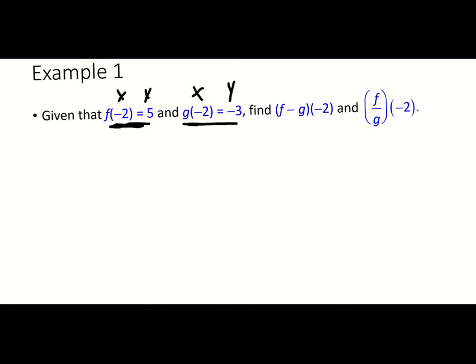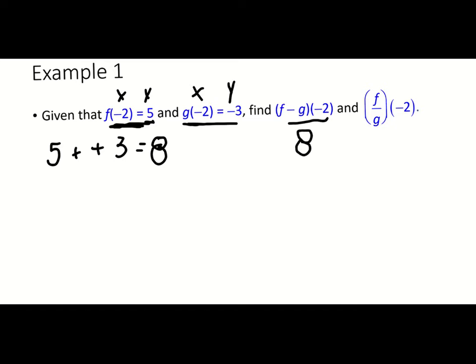So the first thing they want us to do is find f minus g of negative 2. All I have to do here is I know that f of negative 2 is 5, so I'm going to do 5 minus my negative 3. So when I do that, 5 minus negative 3 is going to give me, think plus a positive, I'm going to get an 8. So f minus g of negative 2 is 8.